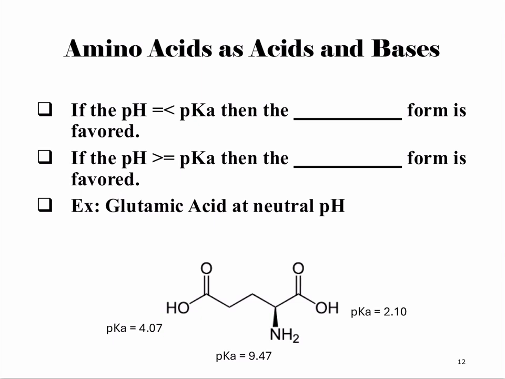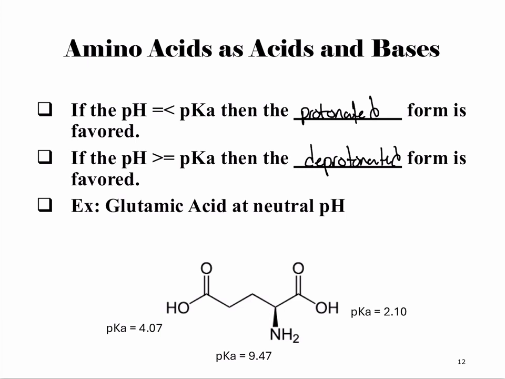And so what I'll be giving you guys is something that looks like this, where you have pKa values associated with all the potential protonated or deprotonated species on the amino acid. And then from that, you can look at the pH of the solution that the amino acid is in, and then determine what the protonation state would be. So if the pH is less than the pKa, then the protonated form is going to be favored. And if the pH is greater than the pKa, then the deprotonated form is going to be favored.